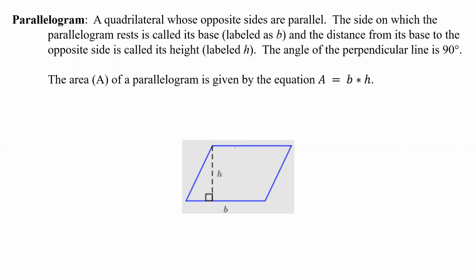Now the area of a parallelogram is given by the equation A equals b times h. So the area is equal to the base times the height. And so as long as you know that base and you know that height, you can calculate the area. Or if you know the area and one of those two, you can calculate the missing item. Okay.